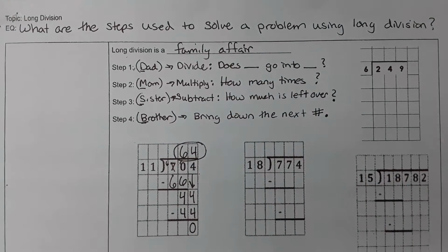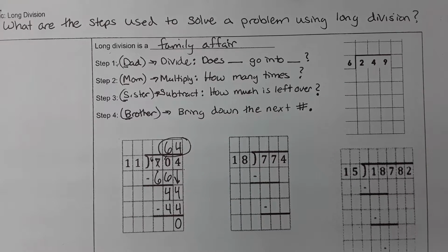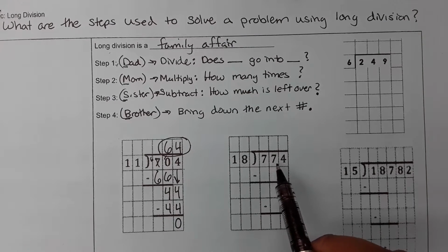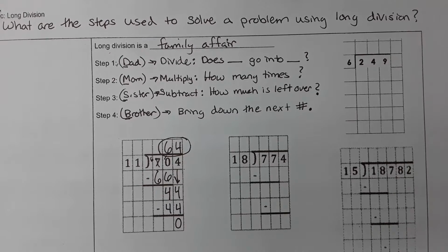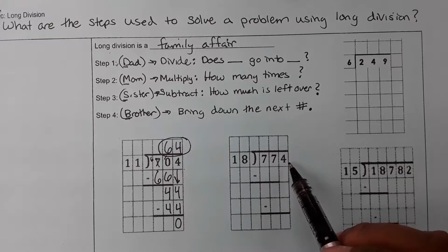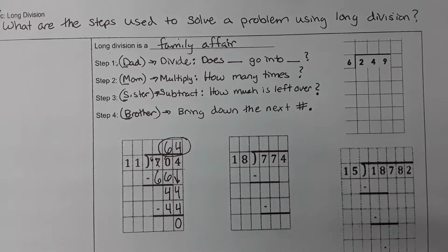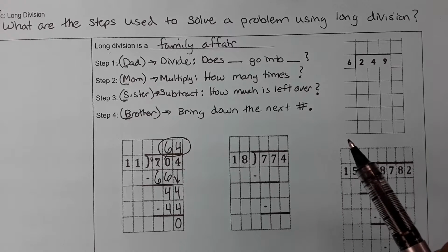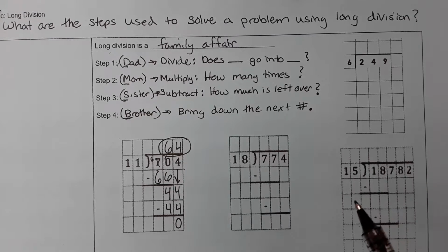All right, example number, well, for us right now, 2, but on the notes, example 3. Here we go. We have 774 divided by 18. We want to figure out how many times 18 goes into 774, or how many groups of 18 we can get out of 774. Let's figure it out.